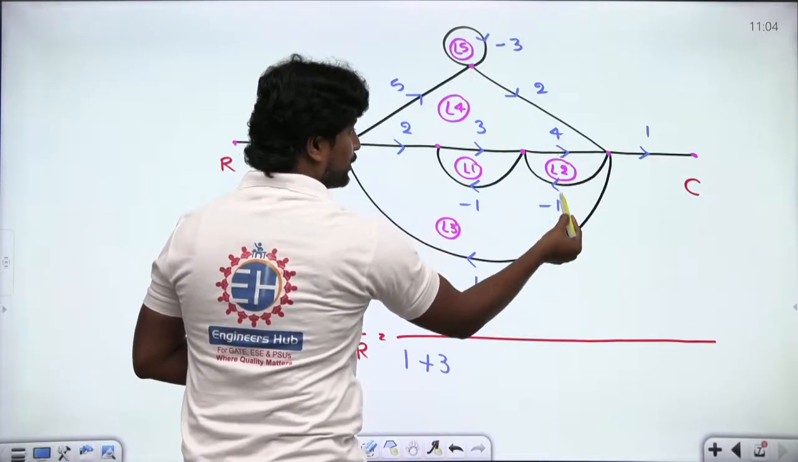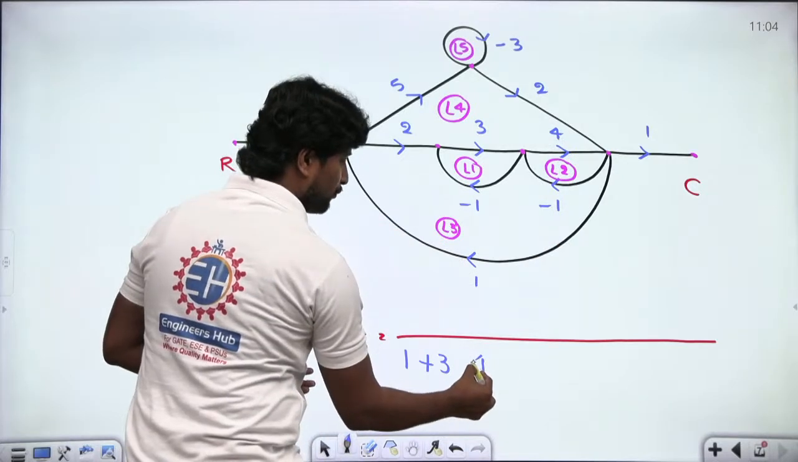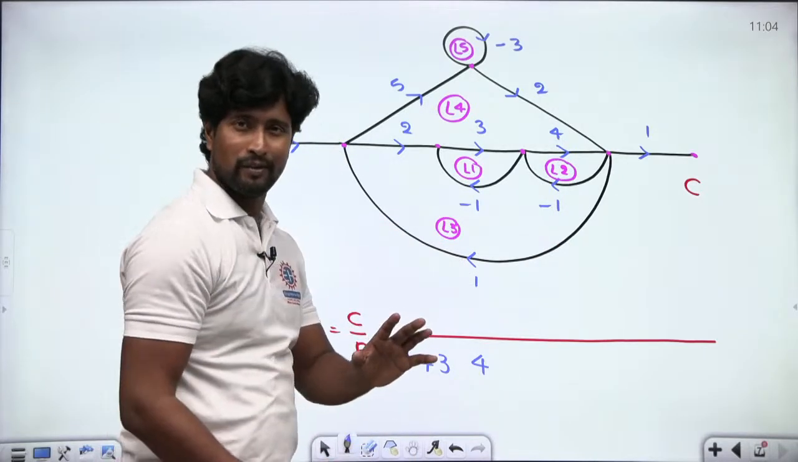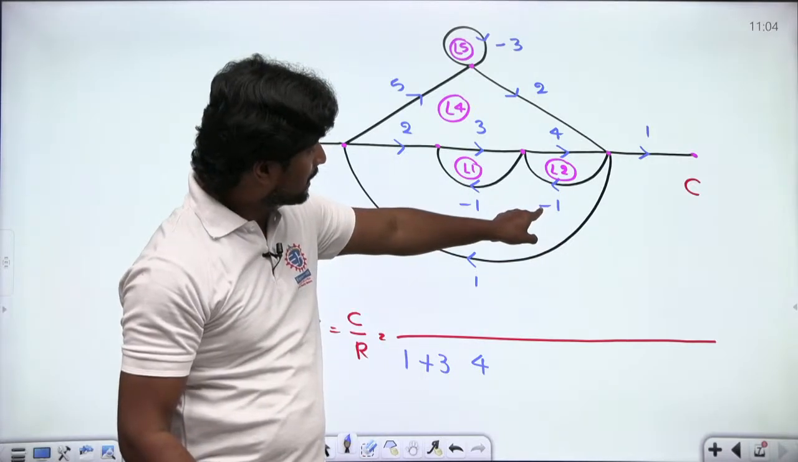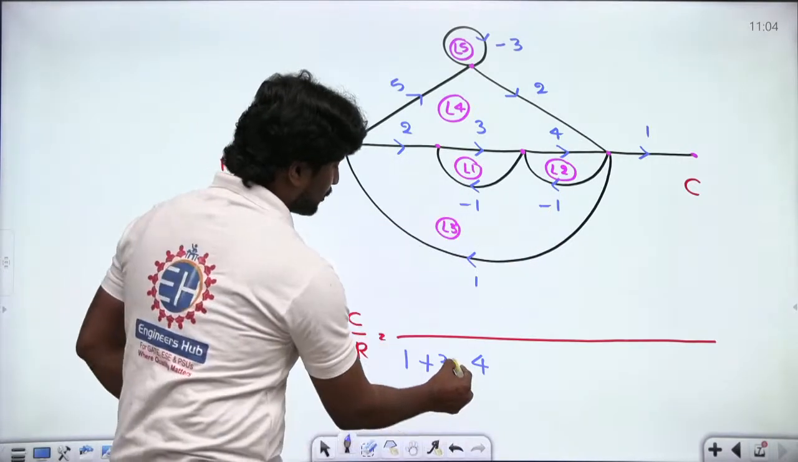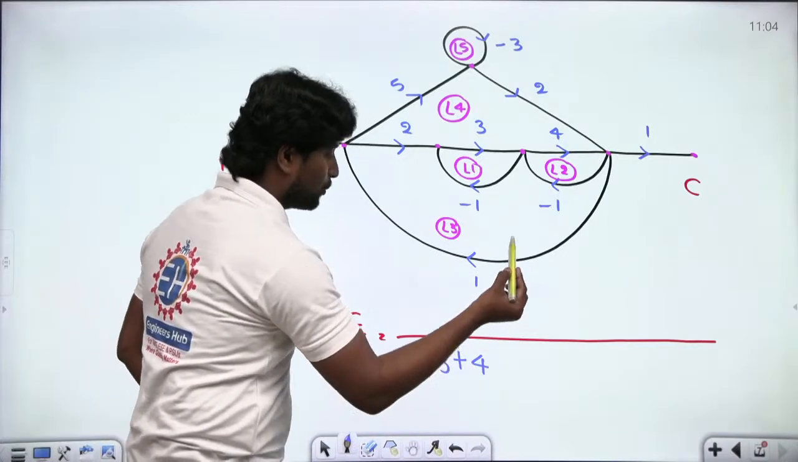It's loop 2: 4 into 1. That is the loop value, 4. That's enough. Clear? Which type of feedback does it contain? Negative feedback. If it's negative, what about the sign here? Plus. What about here? Plus.